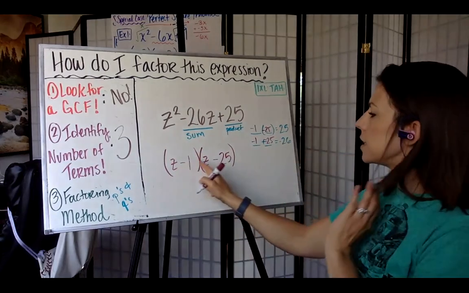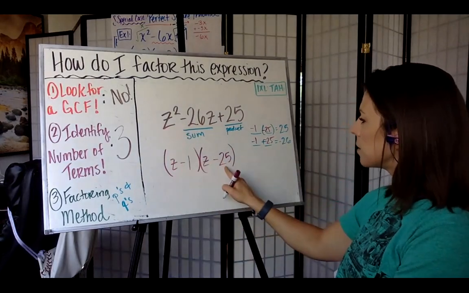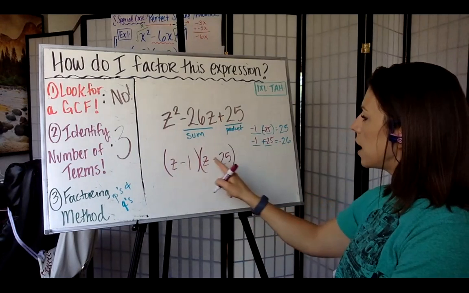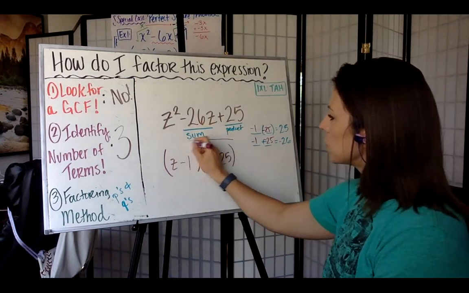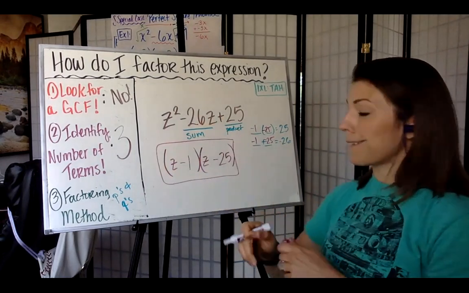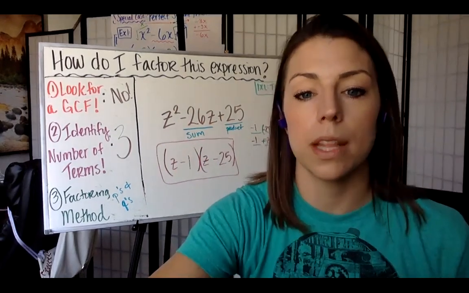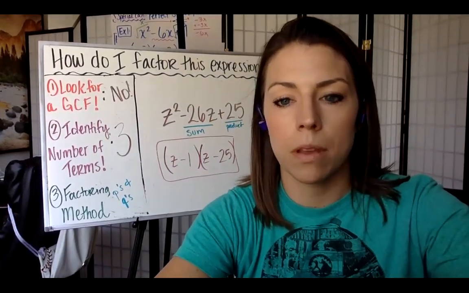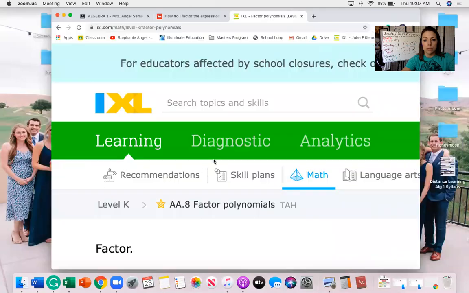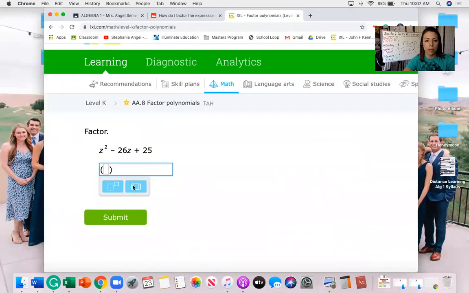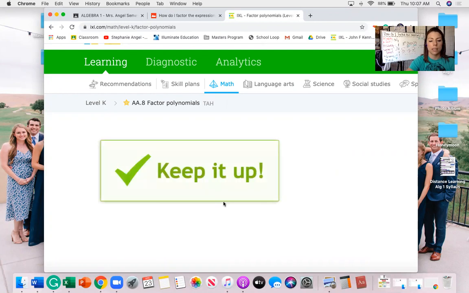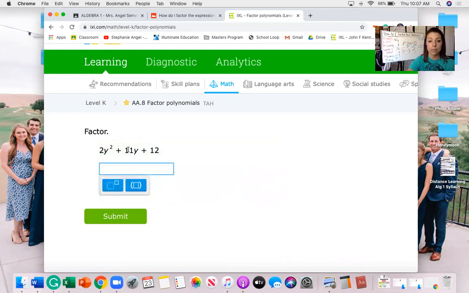Let's do a quick check. Z times Z is Z squared. Negative 1 times negative 25 is positive 25. And negative 1 plus negative 25 is negative 26. I think that's right. Let's check IXL. Alrighty, I'll put in my 2 binomials, why not? Okay, so the first one, Z minus 1. The second one, Z minus 25. Submit, awesome.